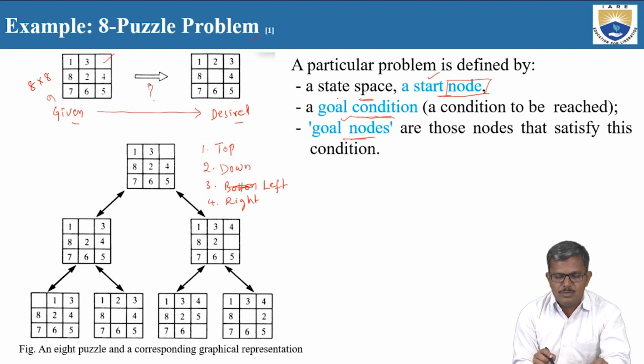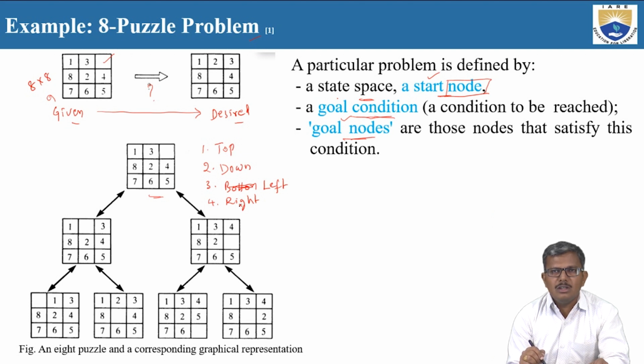In this case, if you observe, this is the given state. Our empty space is in this particular area. So how many possible choices are there? Either you can move top, down, left, or right. As it is in the corner, we cannot move it top, means we cannot apply the top rule. We cannot apply the right rule.